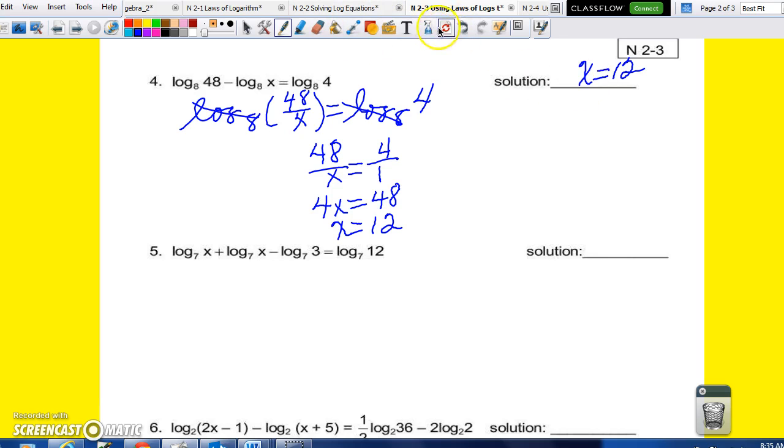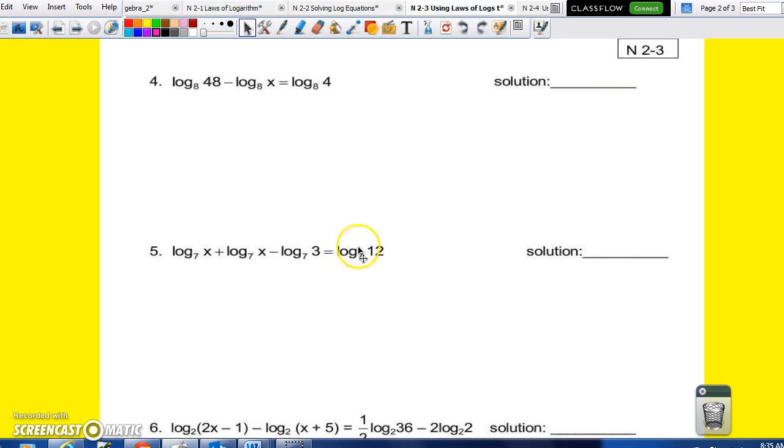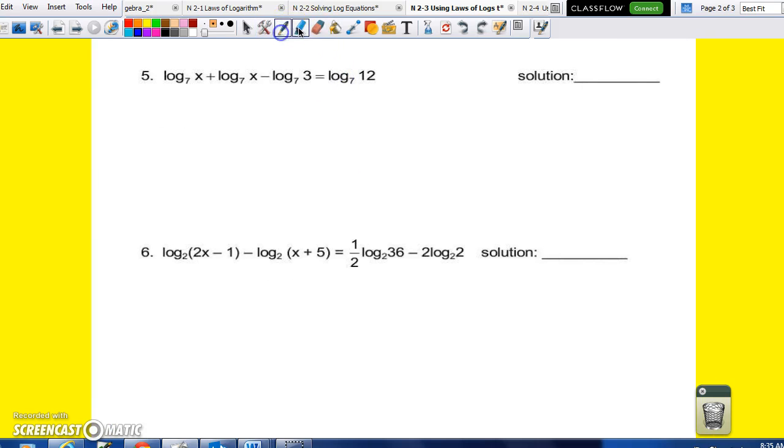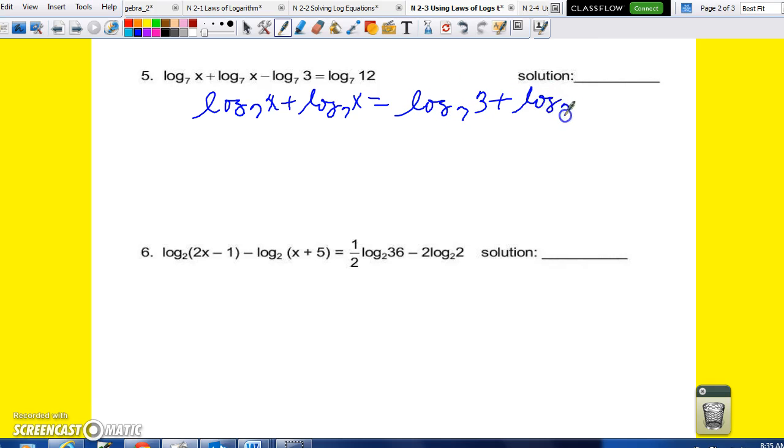Okay, let's go down to number 5. Now, 5 is looking off balance. I have 3 on one side and 2 on the other. So I know I need to make 2 on both sides so I can condense them both to 1. First thing I'm going to do is take my log base 7 of x plus my log base 7 of x. Leave that over there, and I'm going to take my other log over to the other side. So that's going to make it log base 7 of 3 plus log base 7 of 12.